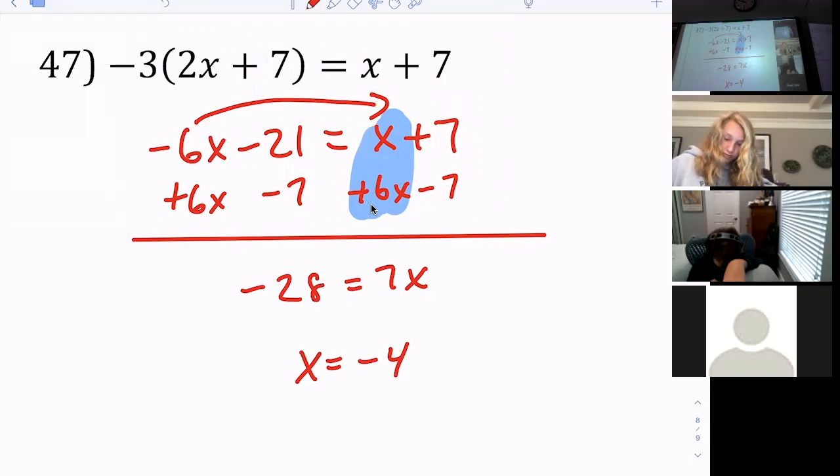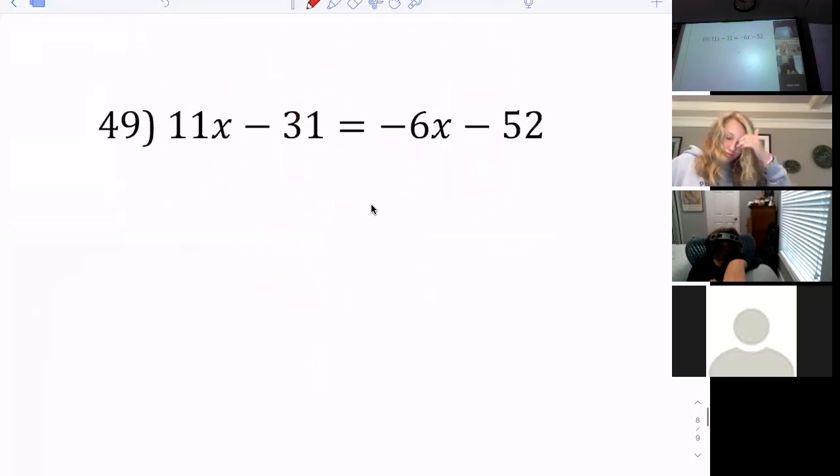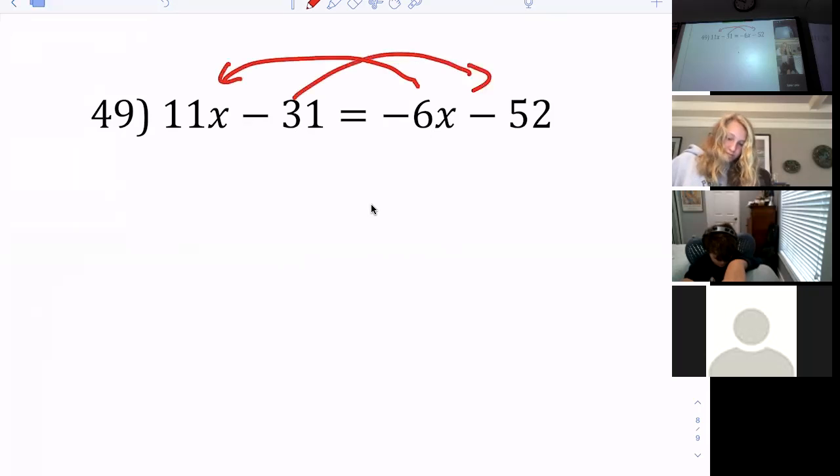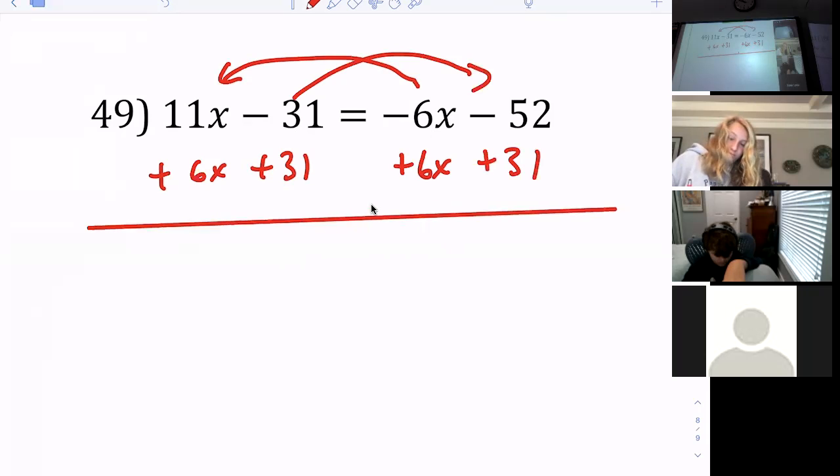You with me? So let's look at the next one down here. I'm going to let you answer that question. Which variable am I going to move? The 11 or the negative 6? So negative 6. There you go. That's what I'm talking about. That's how you listen. All right. So I'm moving this over here. Good job. Now we're going to add 6x, add 6x, add 31, add 31.